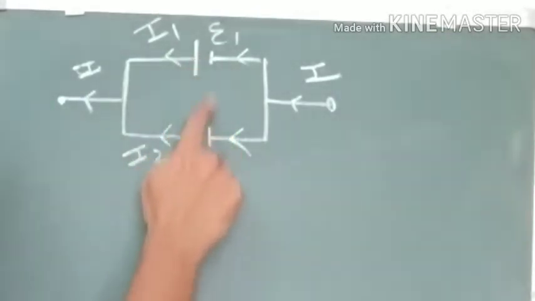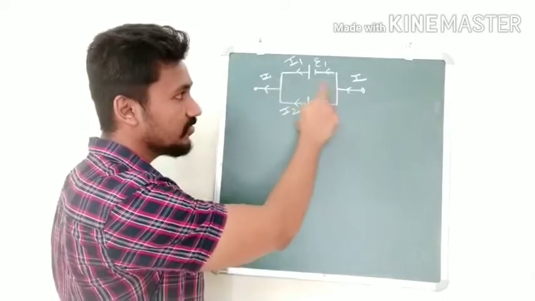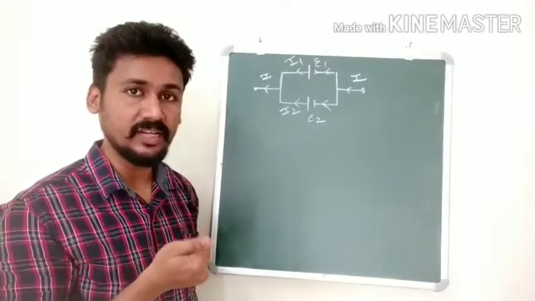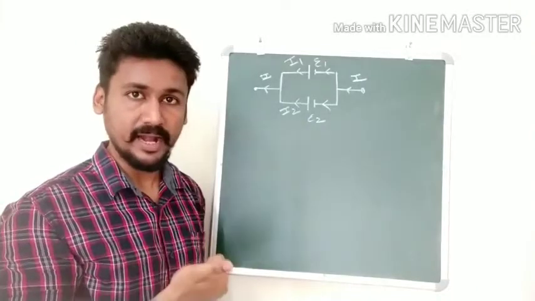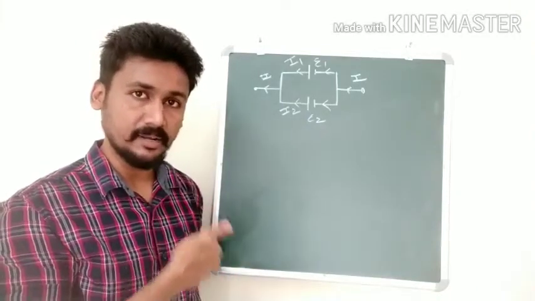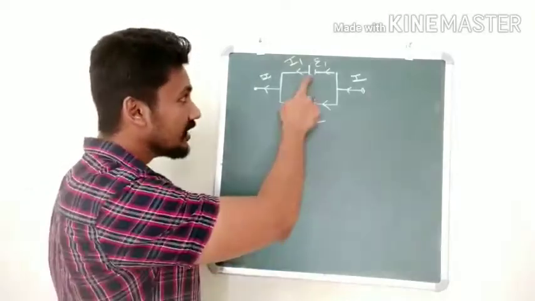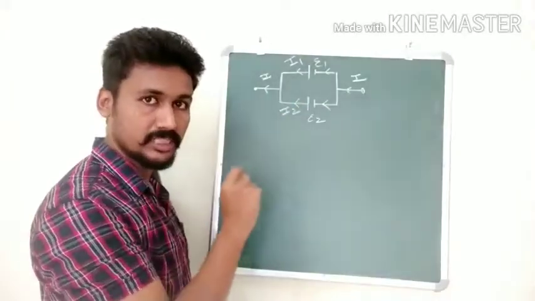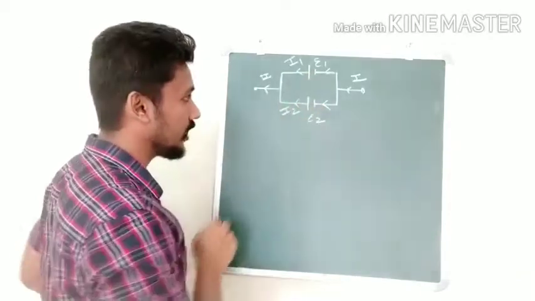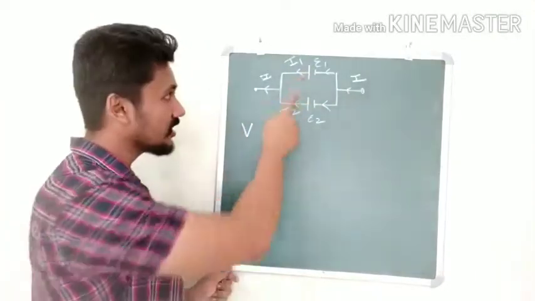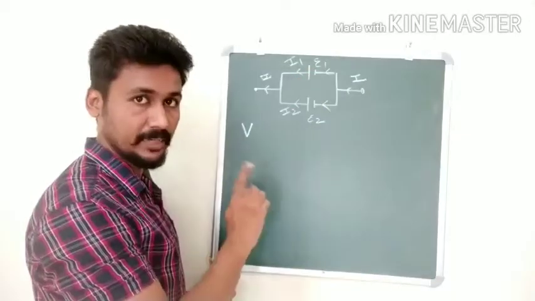When you have cells which are connected in parallel, what you have to understand is for both the cells, the potential difference is going to be the same. This is the same case as we had when resistors were connected in parallel. When resistors are connected in parallel, the potential difference across both is same. Same will be the case for our two cells. Let us call that V. So potential difference across E1 and E2 are the same.